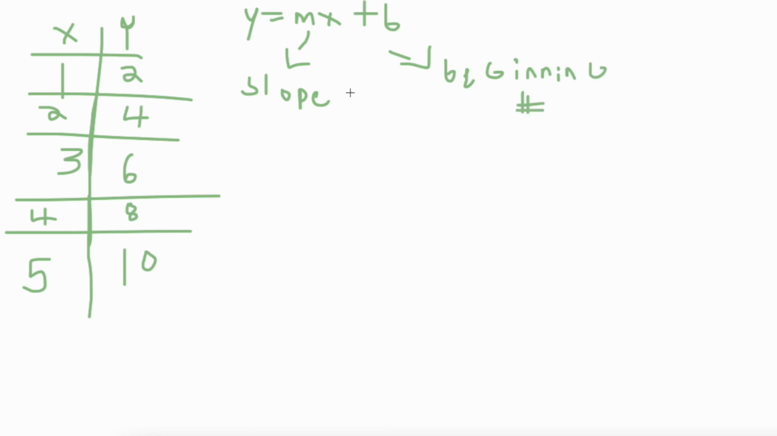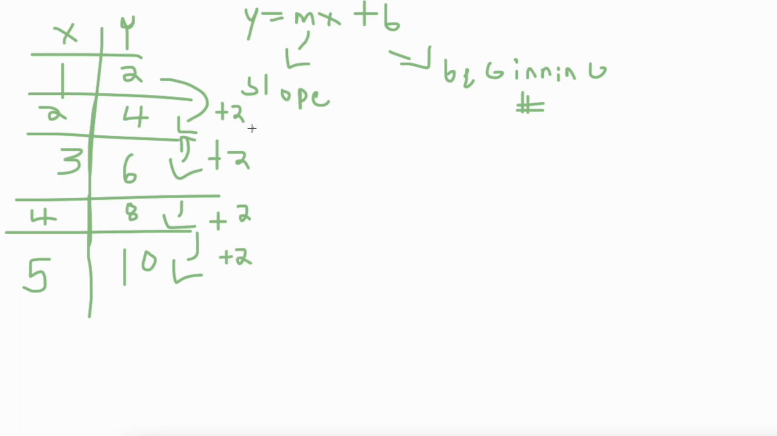Alright, now that we have that out of the way, the first thing I'm going to do is try to identify what pattern is occurring in this table. When I go from 2 to 4, I notice that I add 2. And when I go from 4 to 6, I also add 2. From 6 to 8 is also plus 2. And from 8 to 10 is plus 2 as well.